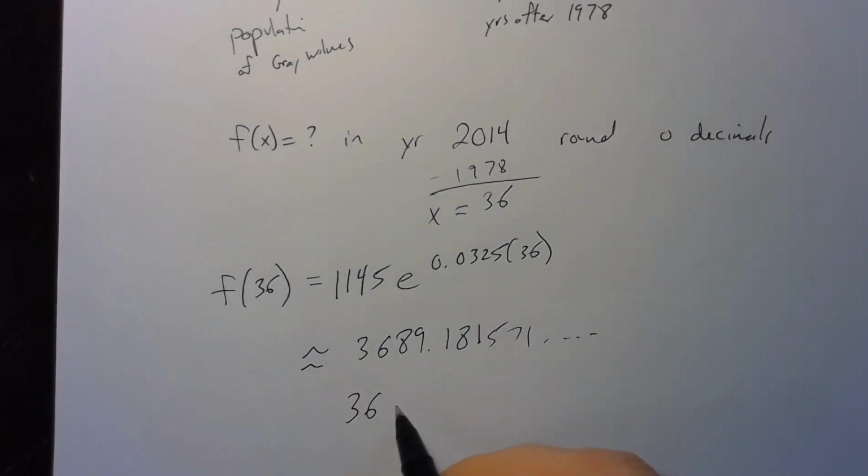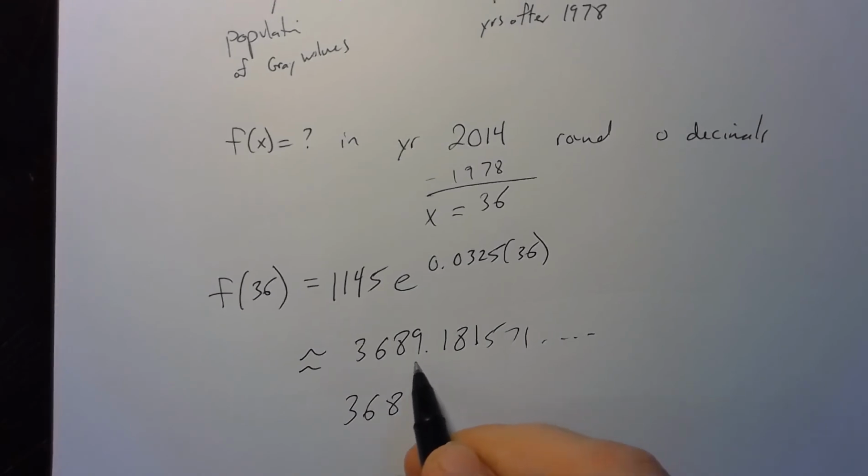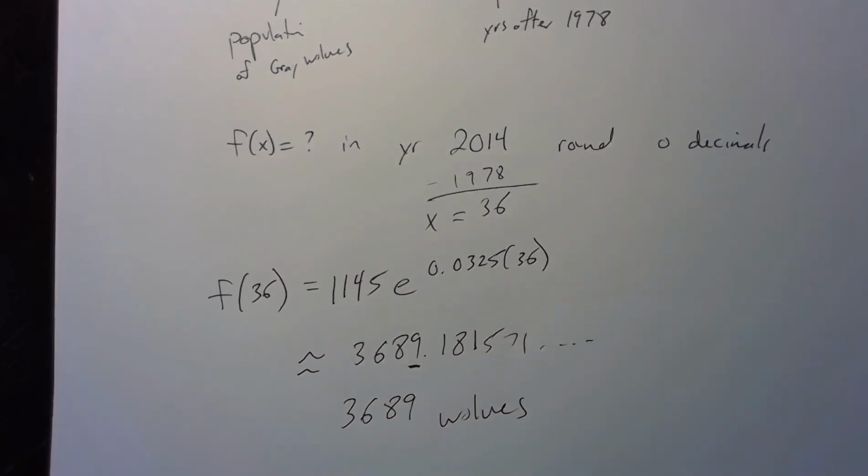have 3,689. Well, the 9 is where I'm rounding at, so I have to look at the 1. The 1 tells the 9 to stay the same. And that is going to be my population of wolves in that Western Great Lakes area.